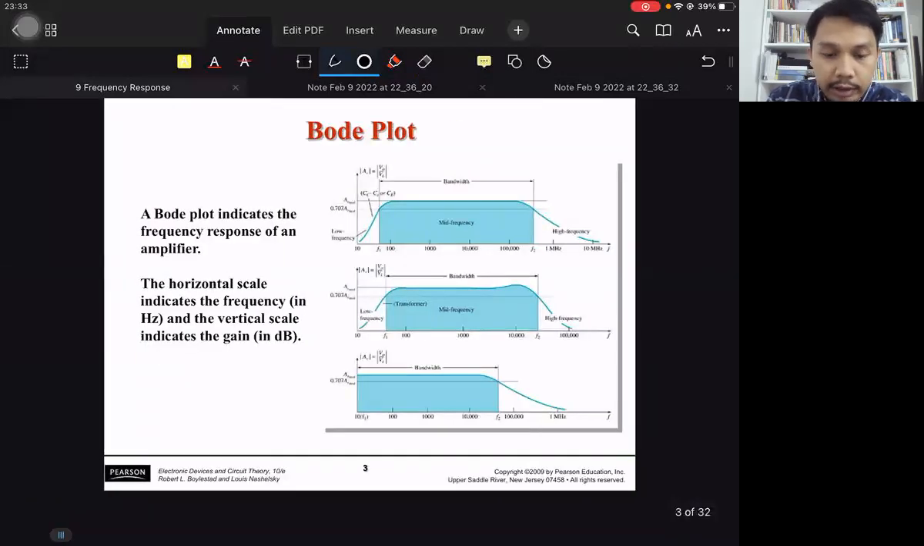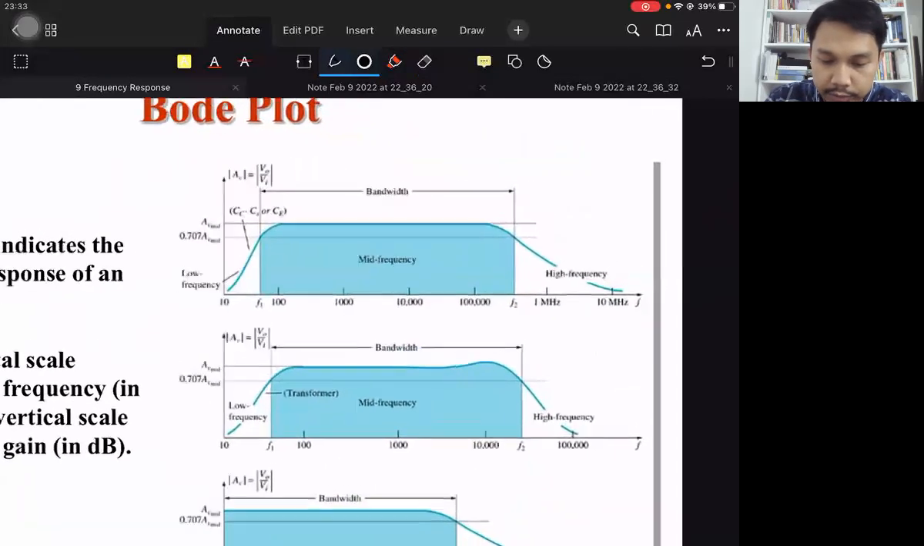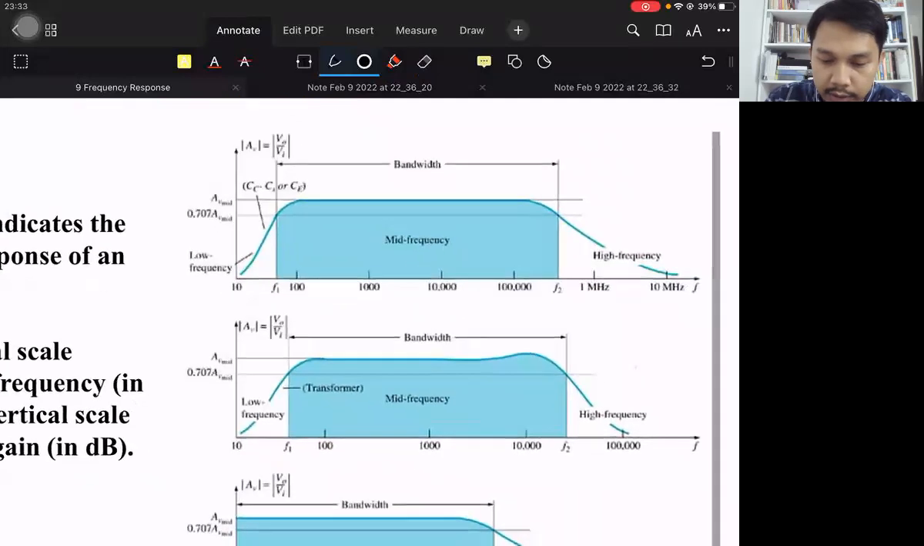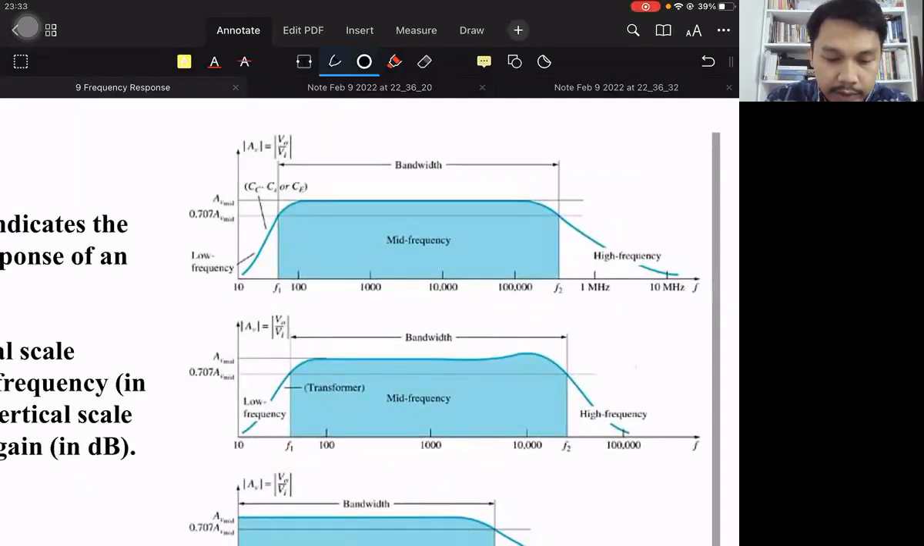We use this graph called the Bode plot. Okay, so the Bode plot is a measure of an amplifier's frequency against its gain. So for this graph, it's the voltage gain, indicated by the symbol AV. So voltage gain sa y-axis, sa x-axis, it is the frequency.